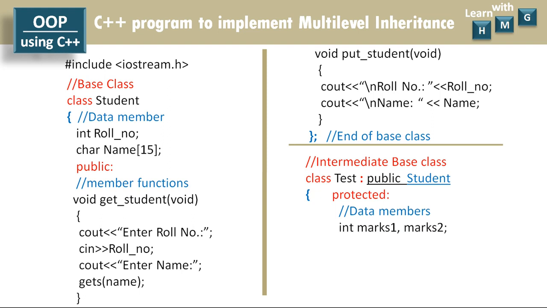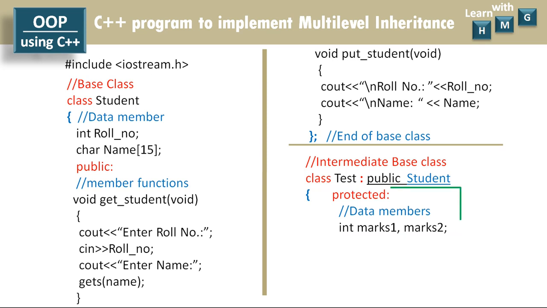Usually we declare data members as private, but in the intermediate base class I am declaring marks1 and marks2, these two variables, as protected. So like this, marks1 and marks2 are protected data members of class test and they will be accessible to its immediate derived class. So whatever class we are going to derive from the test class, in that class marks1 and marks2 will be accessible. So this is the protected data member declaration.